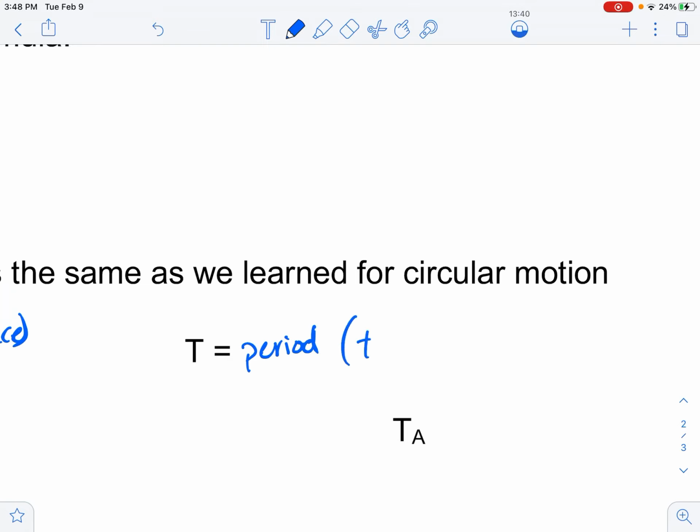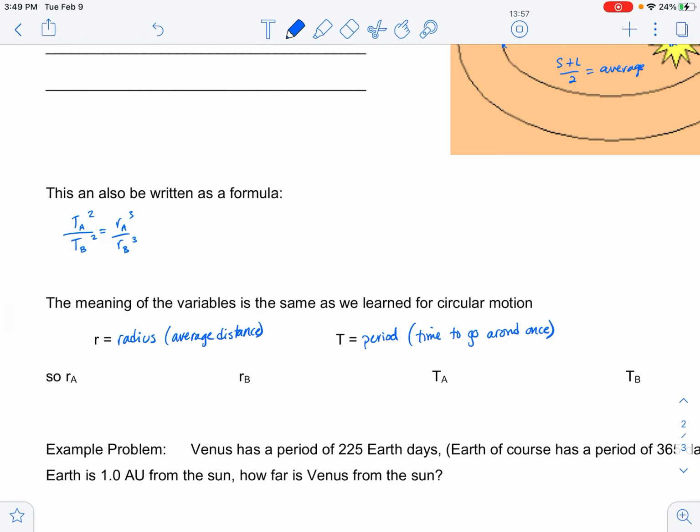And remember that the period is the time to go around once. So how long does it take the Earth to go around the sun? It takes 1 year. Or you could say it takes 365 days, right? Those are both a period. How long does it take to go around once?